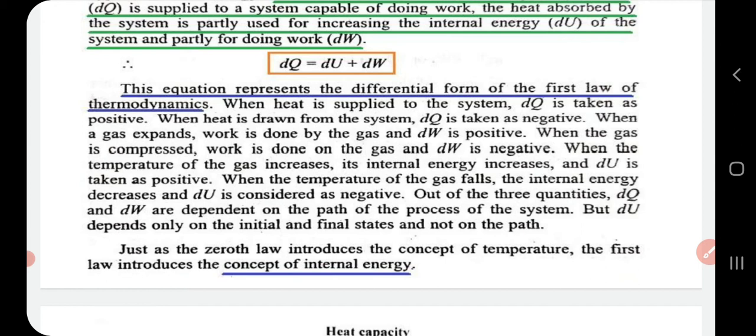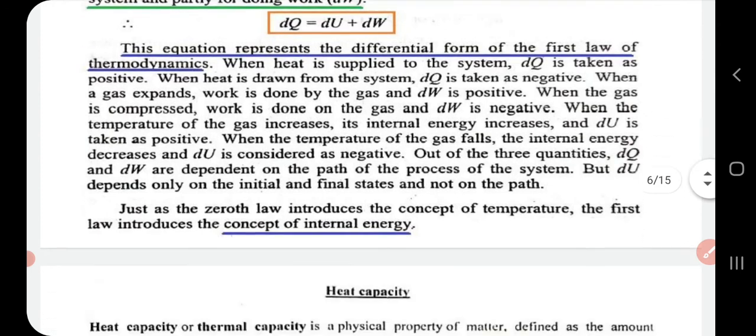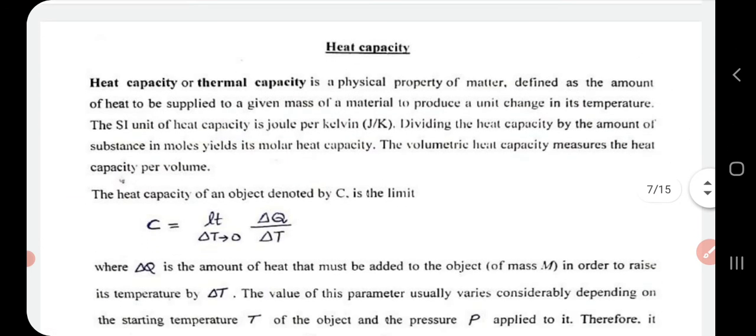So out of these three quantities, dq and dw, we know they are dependent on the path of the system, whereas du, or the change in internal energy, depends only on the initial and final state of the system and not on the path followed by the system. Okay, we have already seen in the last class that the zeroth law introduces the concept of temperature, whereas the first law introduces the concept of internal energy. So this is very, very important. First law of thermodynamics.